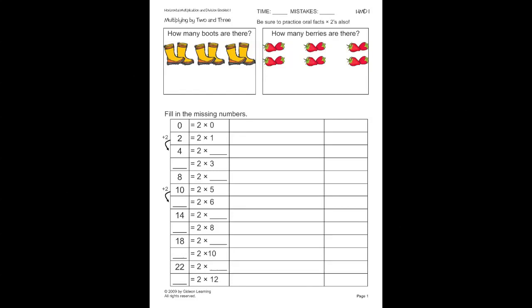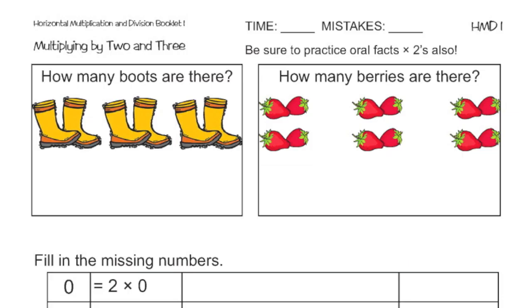Welcome to Horizontal Multiplication and Division, Booklet 1. We're going to start on page number 1 and go to the top left corner, to the boots. It asks us, how many boots are there? Well, anyone can count boots and go 1, 2, 3, 4, 5, 6. But that's not what we're doing here. We're doing multiplication and division.